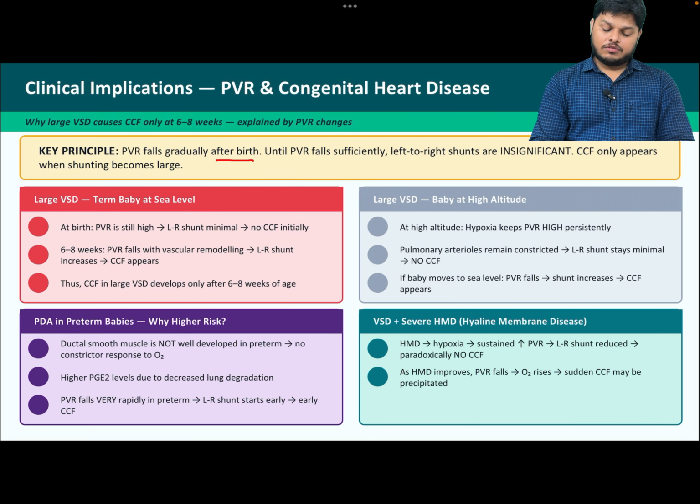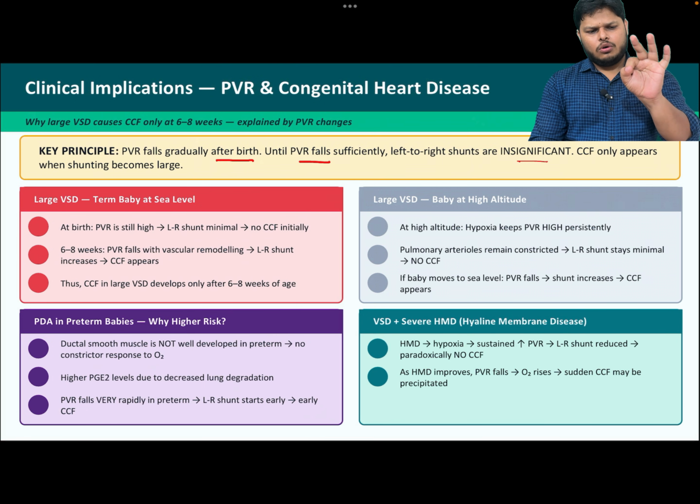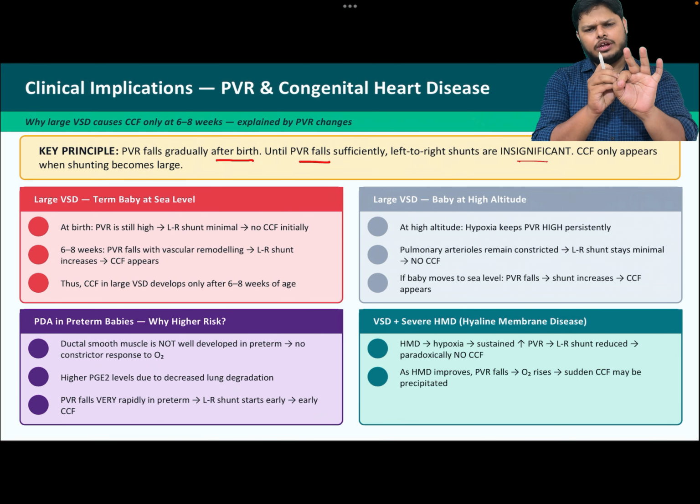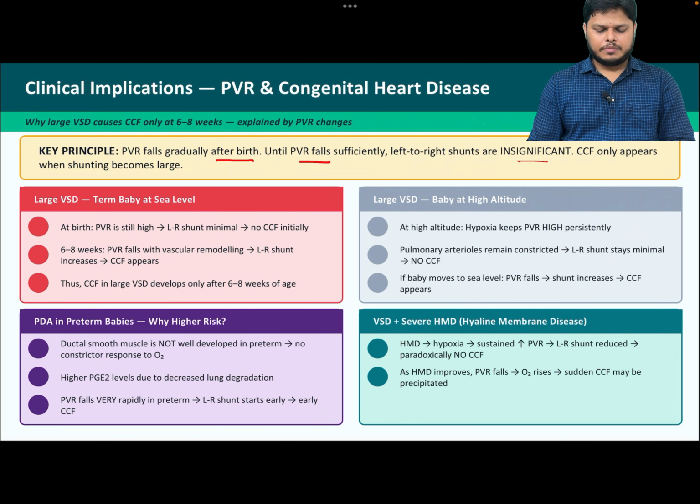So until the pulmonary vascular resistance falls sufficiently, left to right shunts are insignificant. As the left to right shunts are insignificant, there won't be congestion or congestive cardiac failure. Even though the hole would be very small, not much blood will come through to cause congestive cardiac failure. Okay, understanding? Whatever you are not understanding, give a comment, I will explain. Okay, you can reach out, no problem.